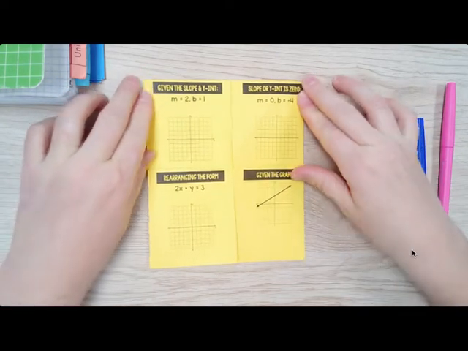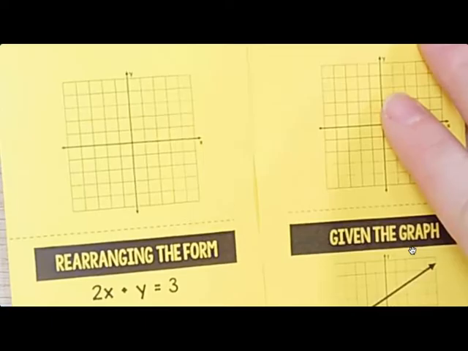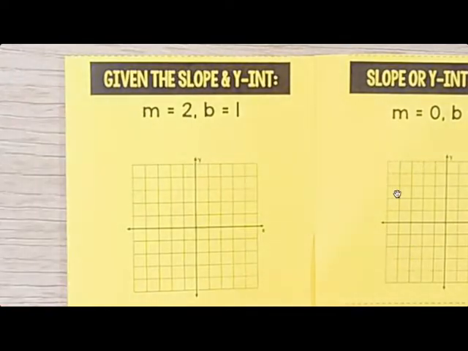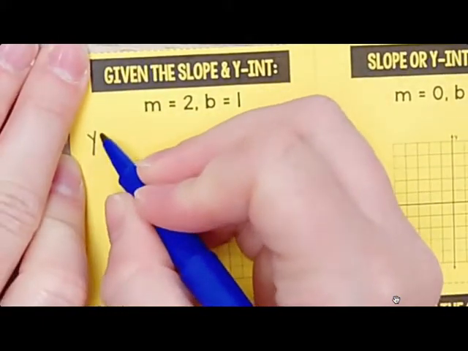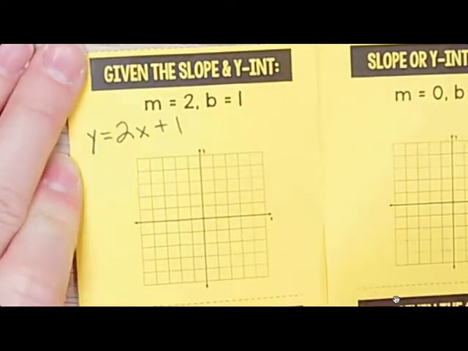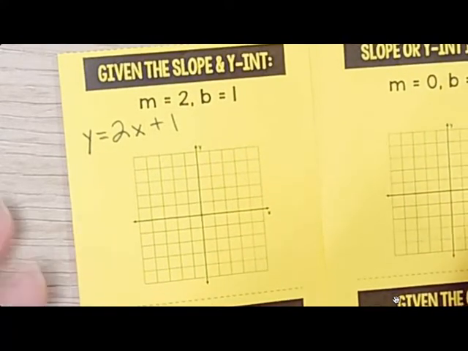We are going to graph today. So remember our y equals mx plus b. We are going to use that to write the equation and then graph. So let's start off on this side. So y equals mx plus b. So we can write y equals 2x plus 1. We have the equation, now we can graph.